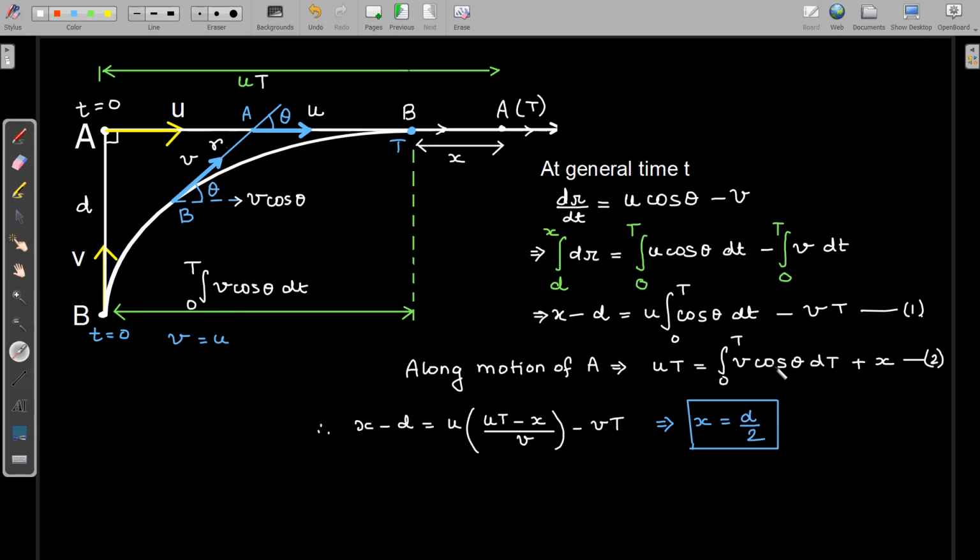Again, you can replace the integral of cos theta dt from this second expression into the first expression, and you are going to get this expression. I've just replaced the integral of cos theta dt into this first term. Now, since the values of v and u were the same, these terms get cancelled out, and you will be left with x equal to d by 2. You can solve this expression, just remember that v is equal to u while solving this equation, and you will end up with this result: the final separation is d by 2.